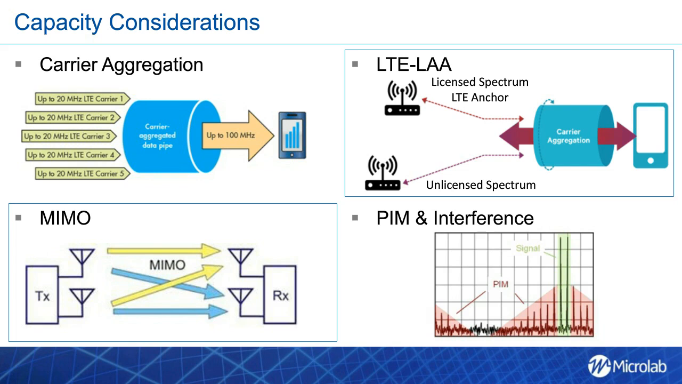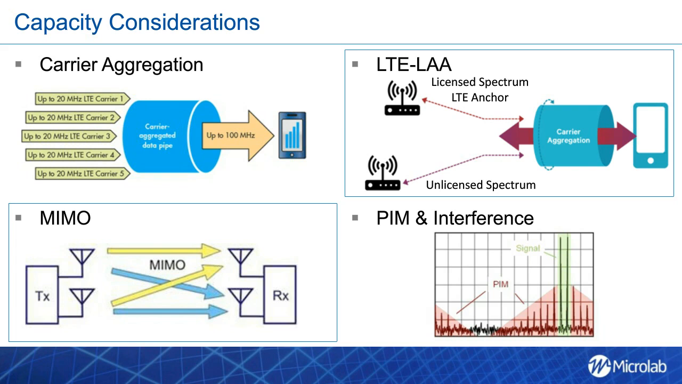MIMO improves spectral efficiency. We see 2x2 sites becoming the minimum, with more and more 4x4 sites being planned. In some cases, we see 4x4 in licensed bands enhanced with 2x2 in unlicensed bands. The thing to keep in mind here is that this can double the equipment required. If you have 2x2, you need 2 antennas. When you have 4x4, you need 4 antennas. Now consider when you use multiple bands for carrier aggregation and adding MIMO on top. The supporting equipment can add up fast.